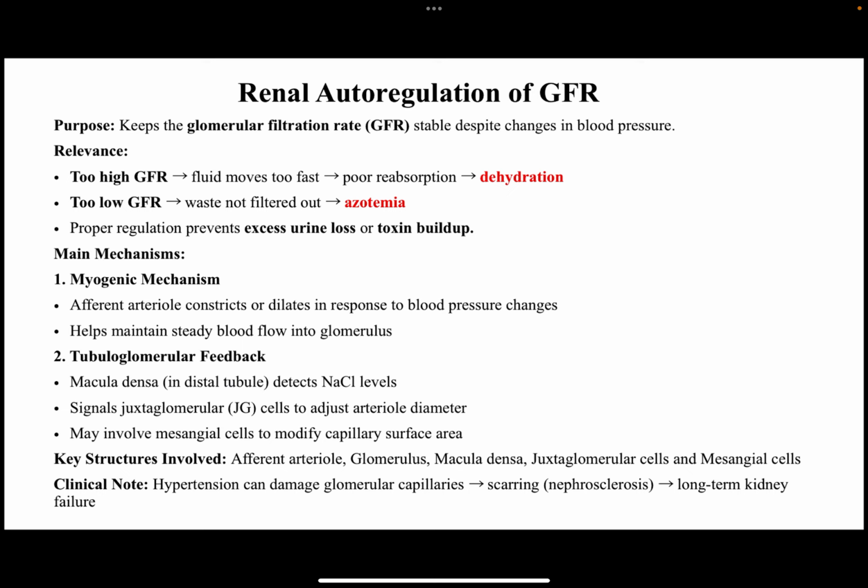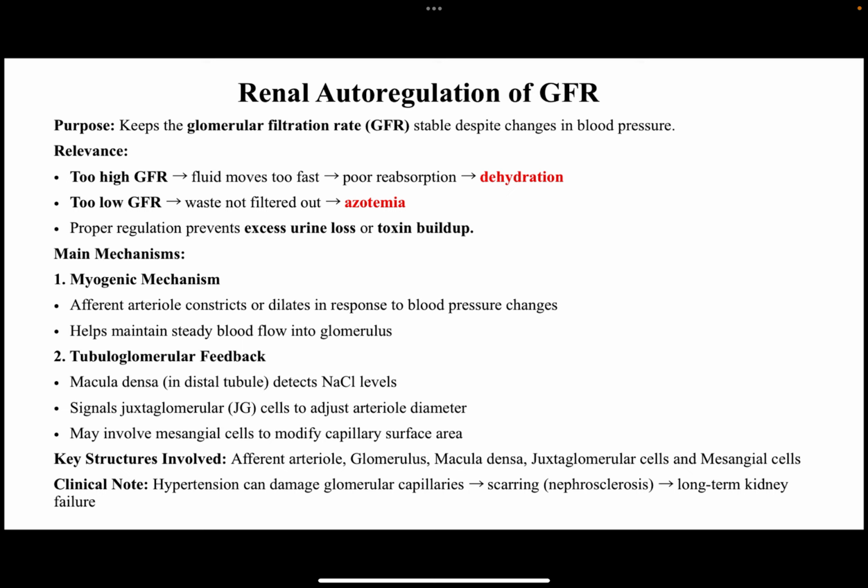Once there is high glomerular filtration rate, it is going to send a signal to the juxtaglomerular cells, and the juxtaglomerular cells will release vasoconstrictive signals. And these vasoconstrictive signals would cause the afferent arterioles to constrict. That would help to reduce the flow of blood through the afferent arterioles into the glomerulus, which will help to reduce the glomerular filtration rate.